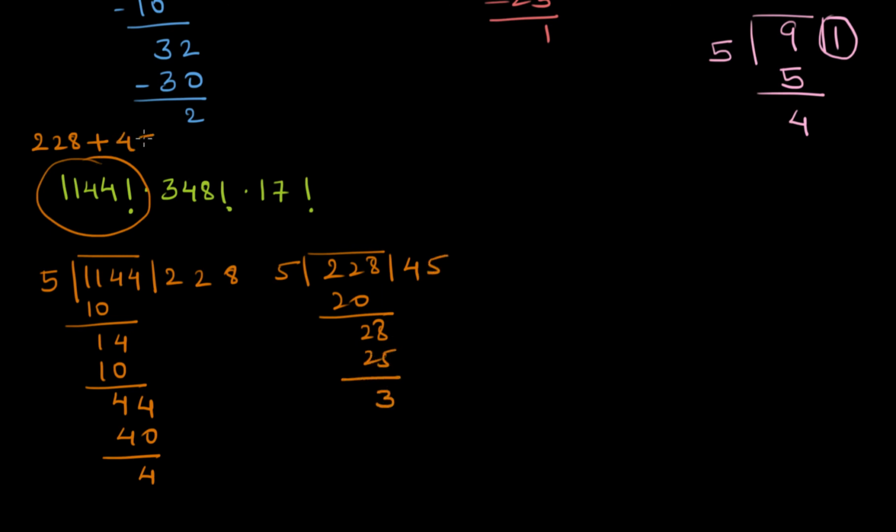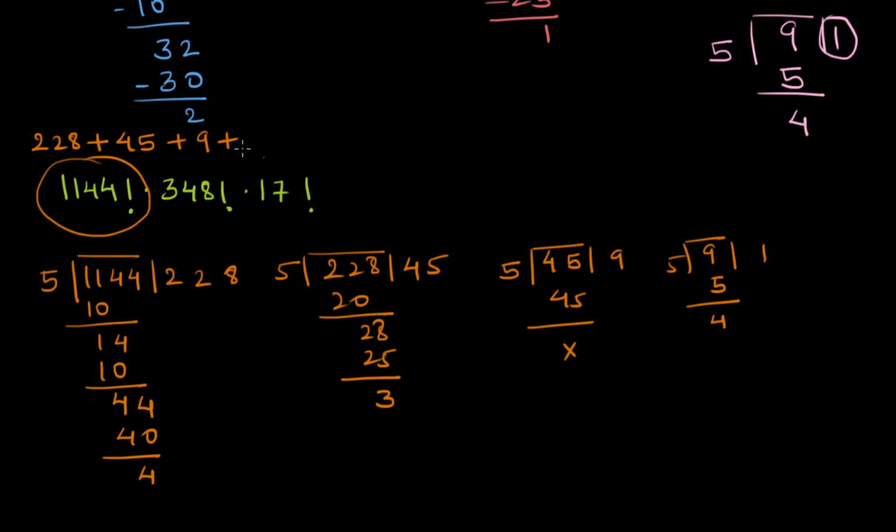So plus 45 plus, I'll again divide this 45 with a 5. So 5 9s are 45, and I have no remainder here. So I'll add this 9 as well. Plus, I'll again divide this 9 with a 5. So 5 1s are 5, remainder is 4. So I'll add this 1 as well. So this total here will represent the number of zeros at the end of 1144 factorial.